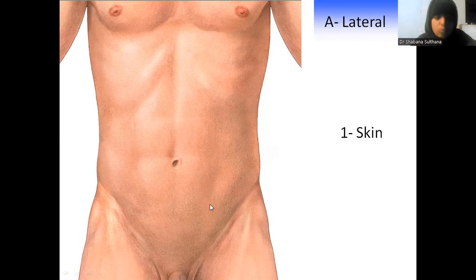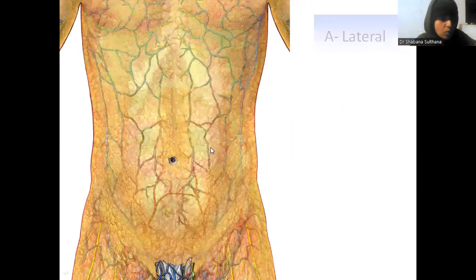And again, there is one more line over here, which is linea semilunaris. Linea semilunaris. Just now, I told you in the previous lecture, this area, the thickening what we have, is the inguinal ligament. From the anterior superior iliac spine to the pubic tubercle, we have the inguinal ligament. Okay. And we usually divide the abdomen into 9 regions, right? So, let us see, that means musculo-aponeurotic.